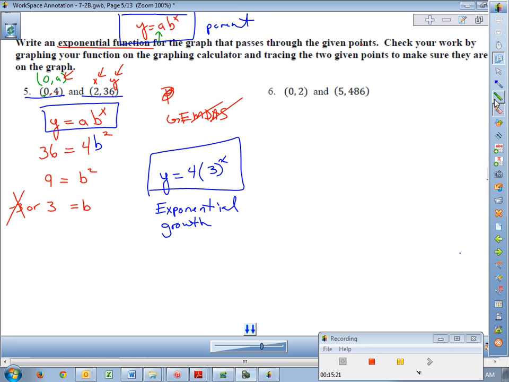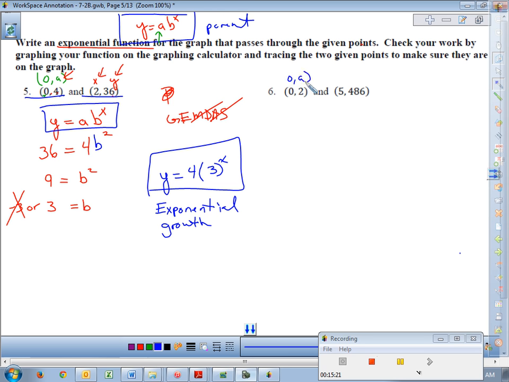Now, let's try number 6. Again, I want you to put these 4 things above the points that they give us every single time. This is 0, comma a, and this is x, comma y. The first thing they give you, since it has a 0, is your initial starting value. Initially, there were 2 of these things. If it was a bacteria problem, originally there were 2 bacteria, 0, a. Then after 5 hours, there were 486 bacteria. That's what the problems will end up saying, something like that.